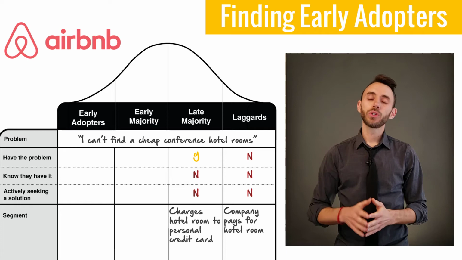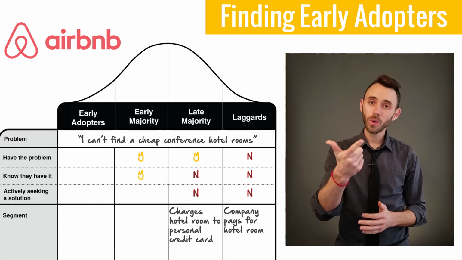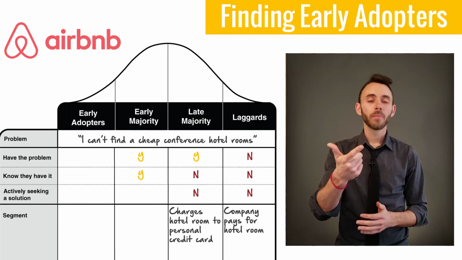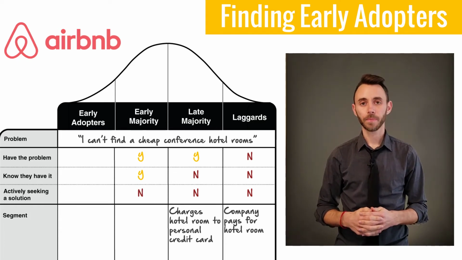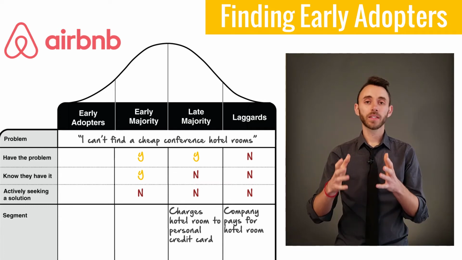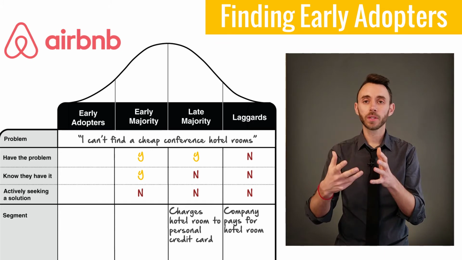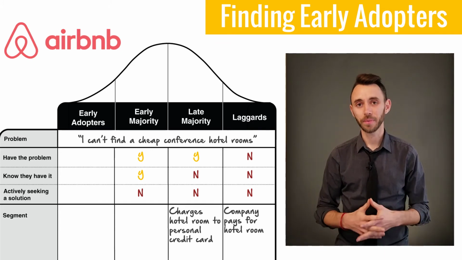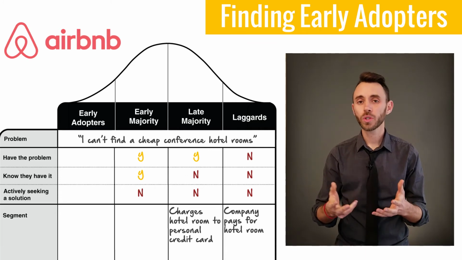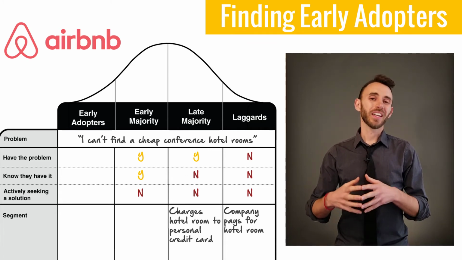Compare that to the early majority. And the early majority is someone who has the problem and knows they have the problem, but they're not actively seeking a solution to that problem. Now that could be because the early majority person has already experienced the problem and has searched for a solution, and they didn't find an adequate one. Or they found a solution that was good enough to solve the problem temporarily, but maybe it's not an ideal solution.